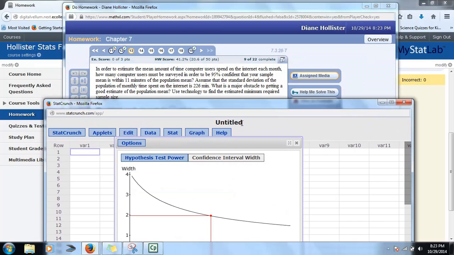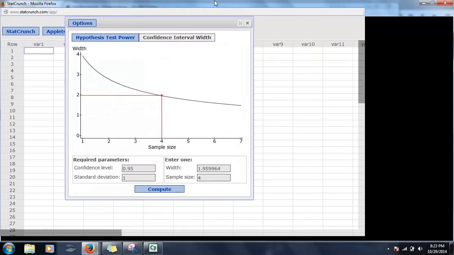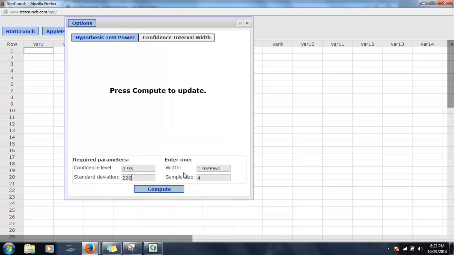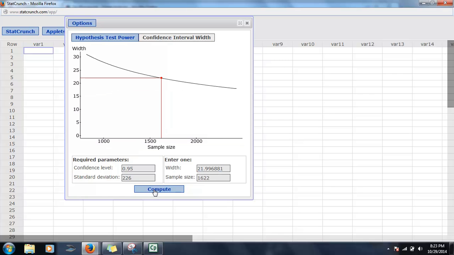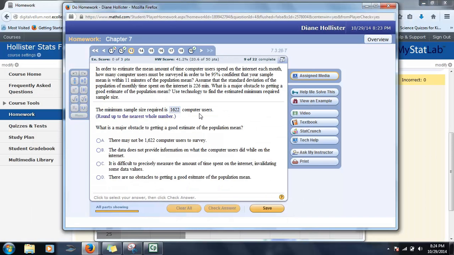So again, we're going to click confidence interval width. Let's see what we can enter here. 95% within 11 minutes, and we have a standard deviation of 226. So we're going to put 226. Within 11 minutes, the margin of error means 11 minutes up, 11 minutes down for a total of 22 minutes. And we're going to click compute, and we would have to survey 1,622 people. The reason that is so large is because our standard deviation is 226 minutes. That's a fairly substantial standard deviation. So we enter our sample size, and then we can answer the subsequent question.